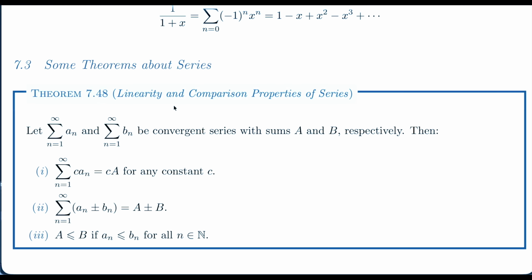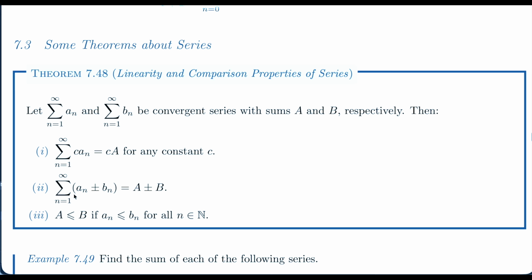This theorem tells you that if you have two infinite series and you know that both of them converge, one of them converges to capital A, one of them converges to capital B. If you multiply all the terms of the first one by a constant c, the effect of this action is that you multiply the sum by c. It's very normal and natural. And the other one is also very natural.